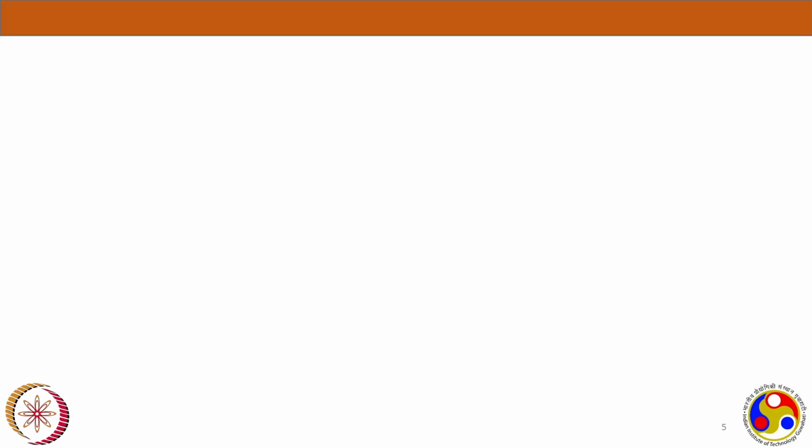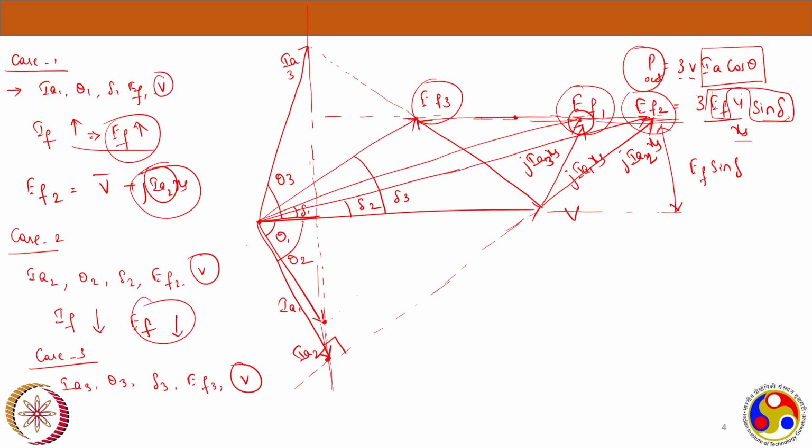Now if you observe the phasor diagram once, for case 1, IA1, the power factor is lagging. When I increased my excitation, the power factor still remains lagging. But when I decreased my excitation, you have seen that IA has shifted to the top and my power factor became leading here.